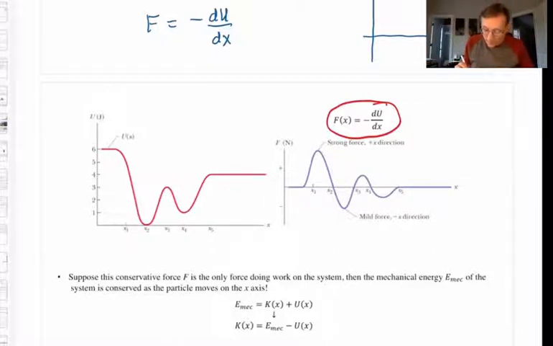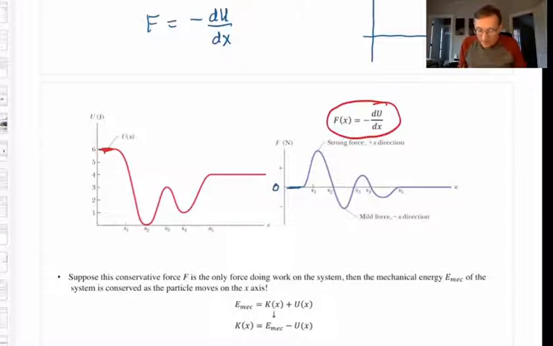So for example, for x considerably less than x1 on the potential energy curve up here, see where I'm marking? It's flat. The potential energy curve is flat. The slope of the tangent of a flat line is 0, so the force is 0 to the left of x1. That's right here, that's right there, 0 force.